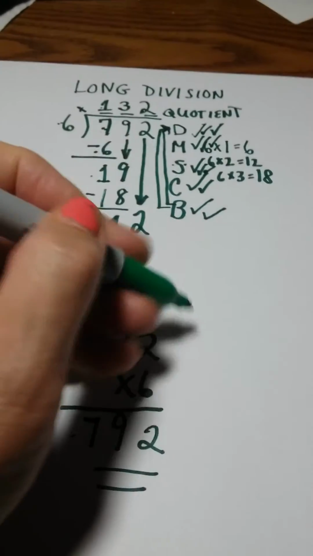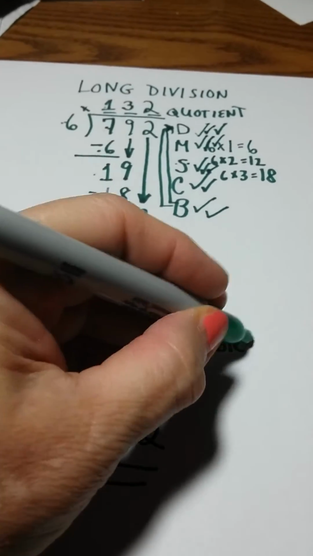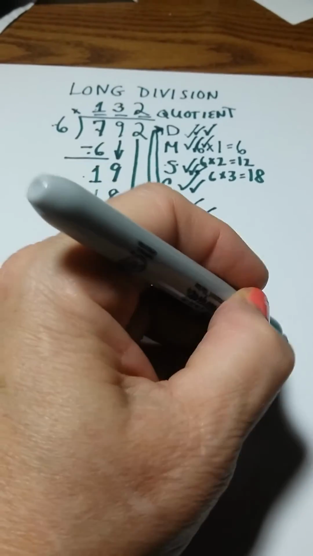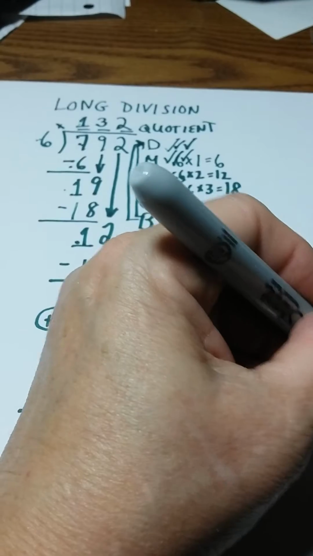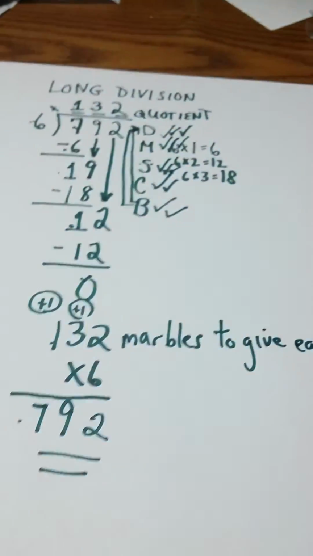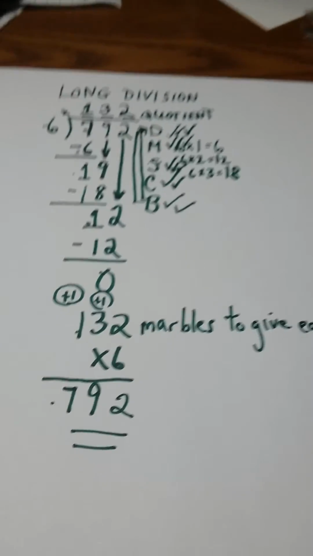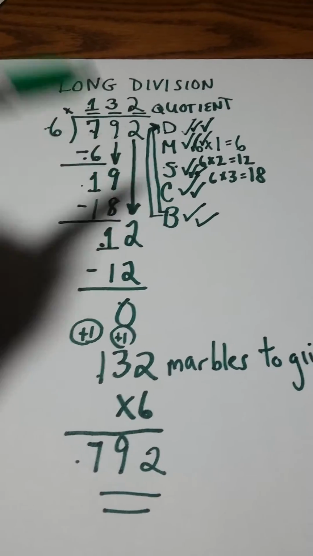So I know that I have 132 marbles to give each person. Okay? That's the long division method using divide, multiply, subtract, check, bring down.